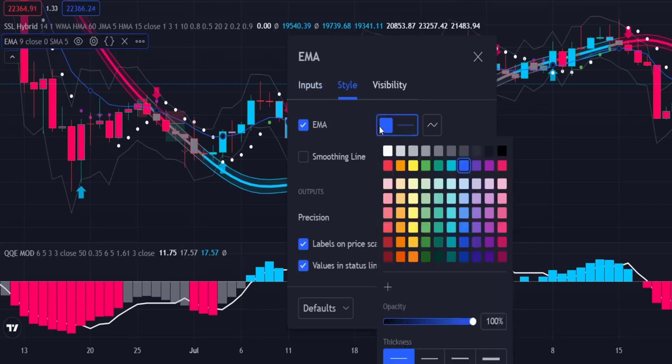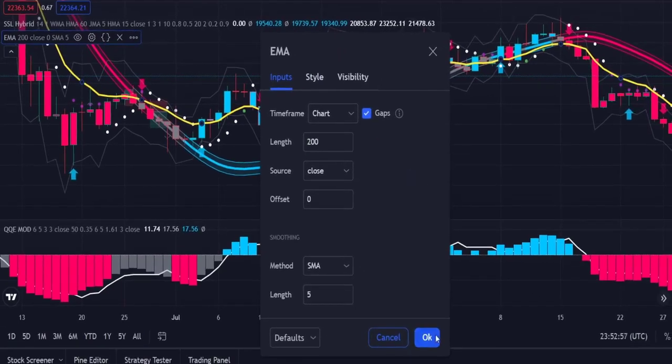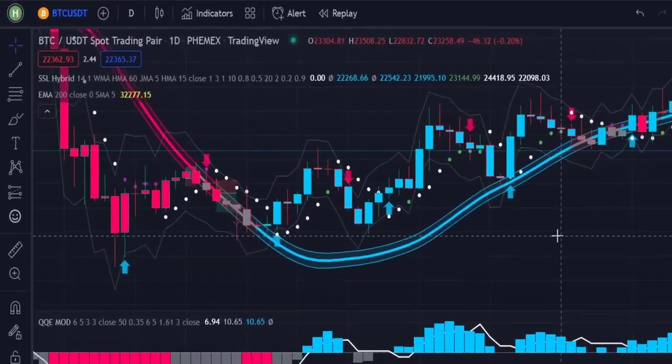So we're going to go in settings for EMA, and I'm going to use a different color, and make it a little bit darker. And then in the Inputs tab, we're going to change it from 9 to 200 period EMA. So settings for EMA are done.